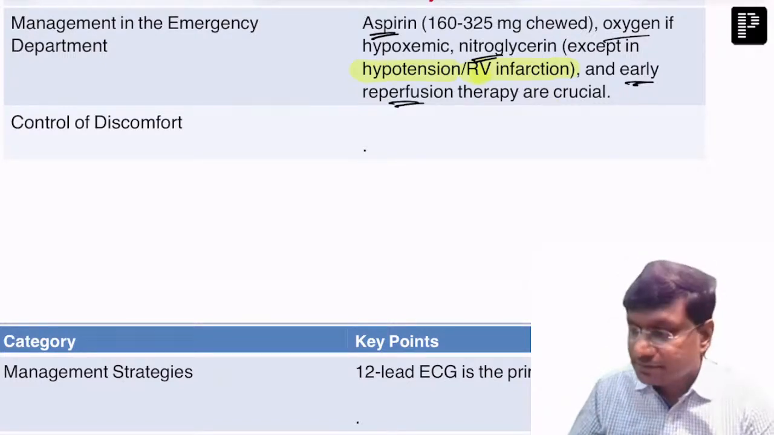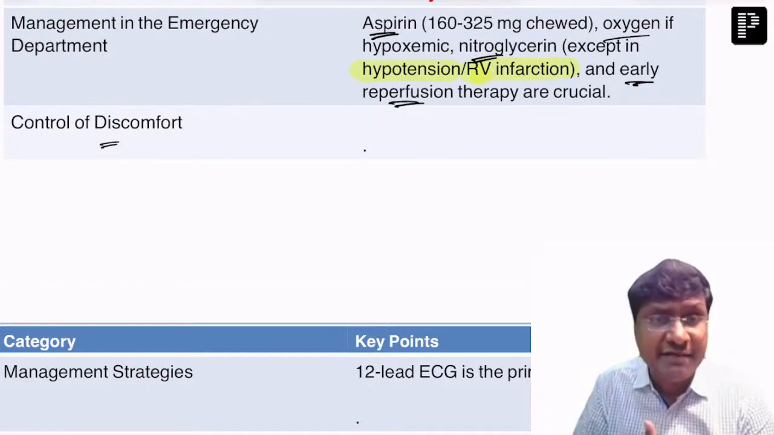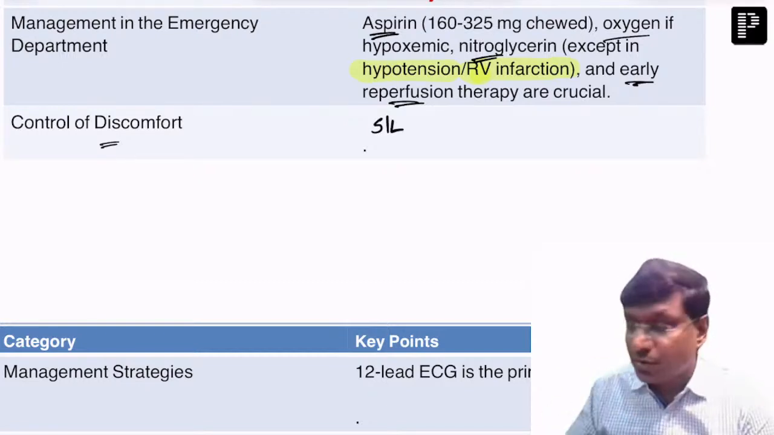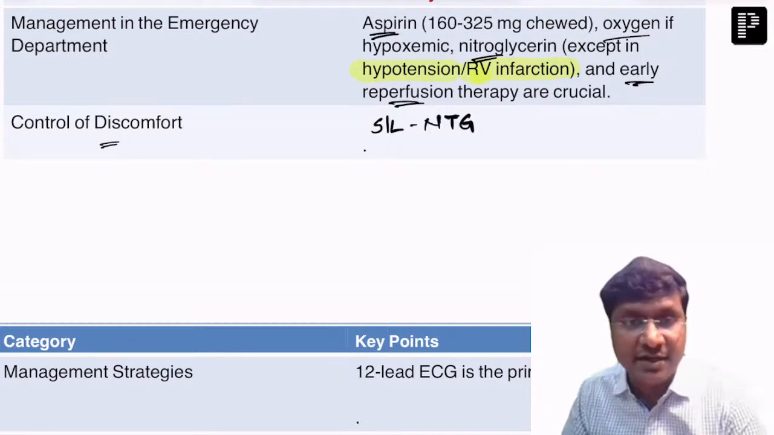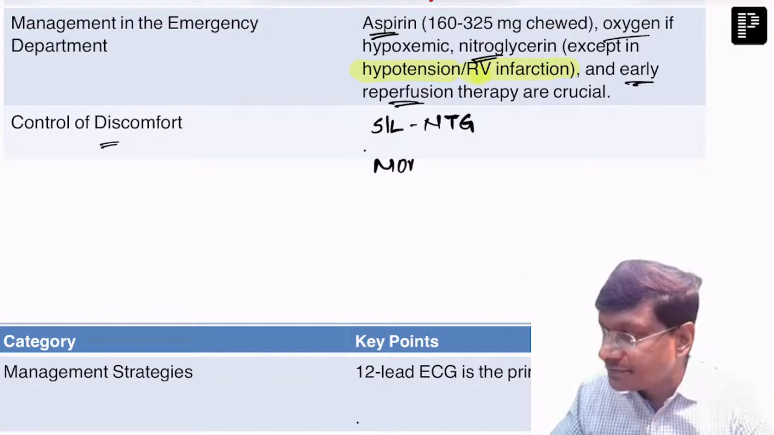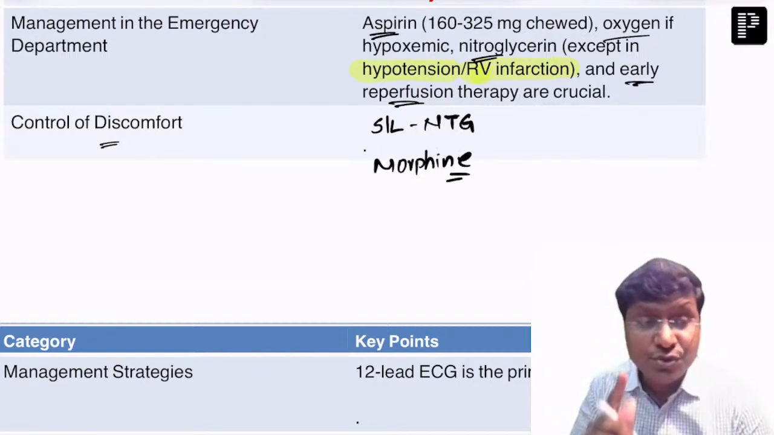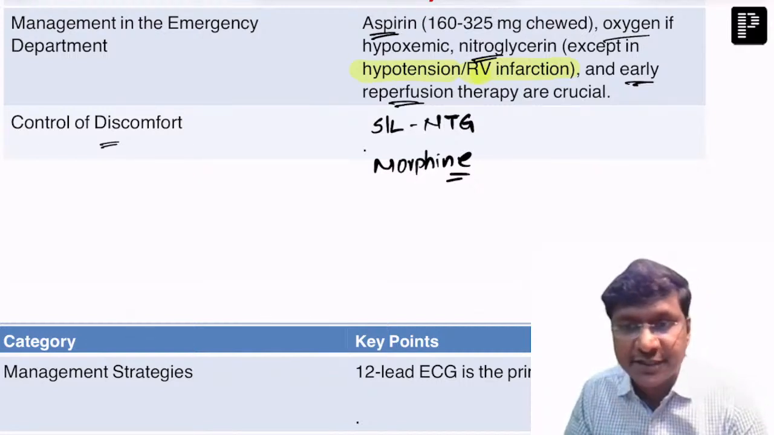Now, the control of discomfort. The individual is having severe chest pain. So what do you need to give? Sublingual nitroglycerin should be given, mainly for pain relief. But if the pain is so severe, then morphine should be given. But you should be very cautious about hypotension. Morphine can cause hypotension, so you should be very cautious for that.